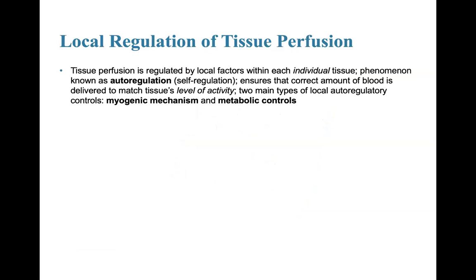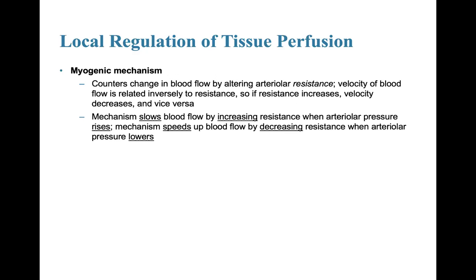Tissue perfusion is going to be regulated by local factors within each individual tissue. This is a phenomenon known as autoregulation or self-regulation. This ensures that the correct amount of blood is delivered to match the tissue's level of activity. Two main types of local autoregulatory controls exist, and that is myogenic mechanisms and metabolic controls.